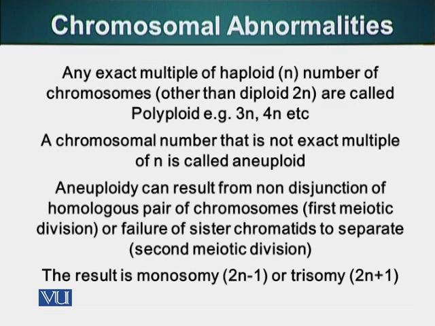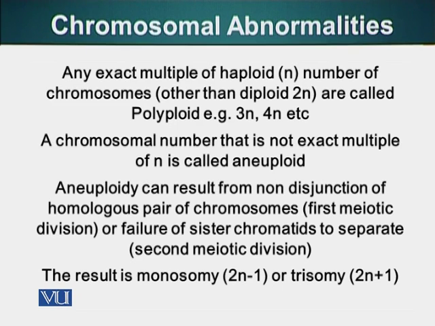2N is the number of chromosomes in our autosomal cells, or normal, non-reproductive cells. Polyploidy basically refers to a complete addition, an extra set of chromosomes. So if an organism has 3 times the N, it will be called 3N, or 4 times the N, it will be 4N. That is polyploidy.